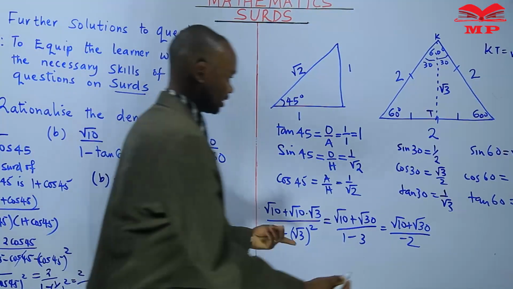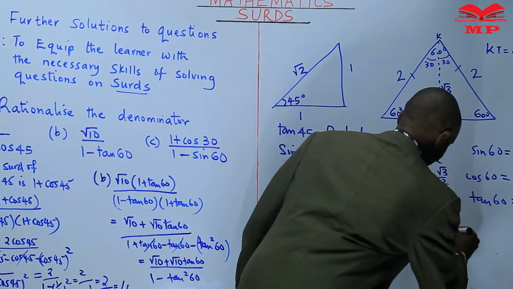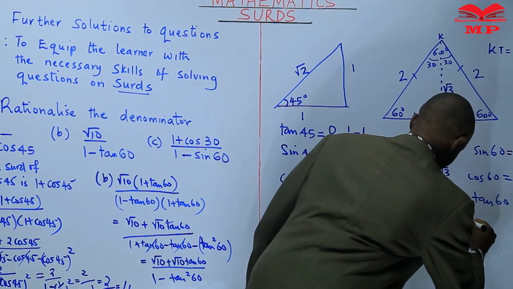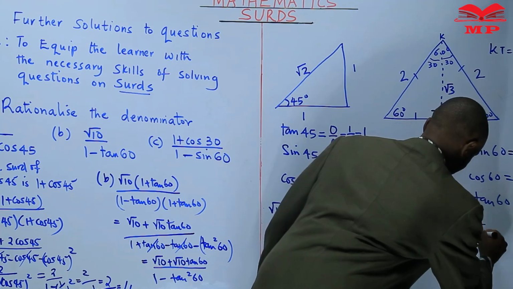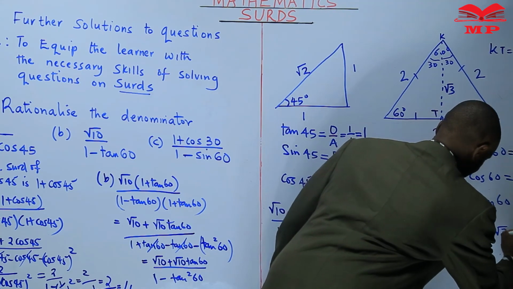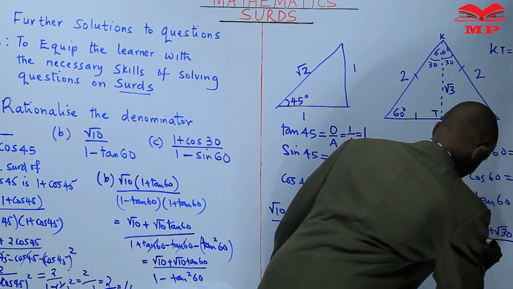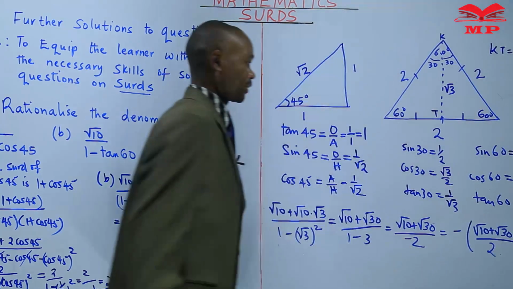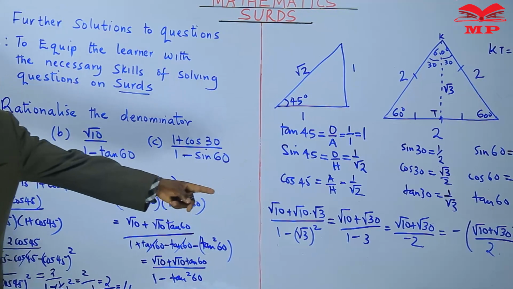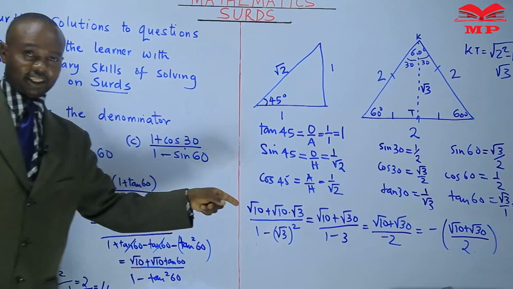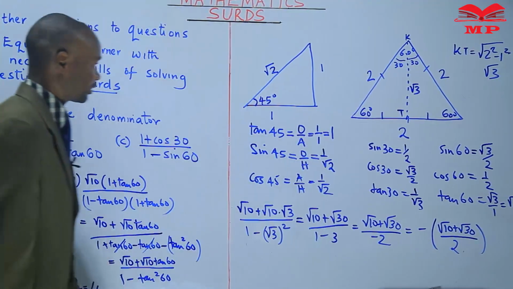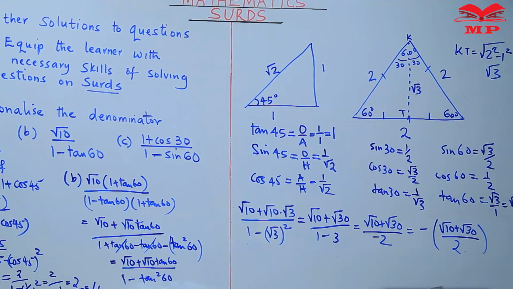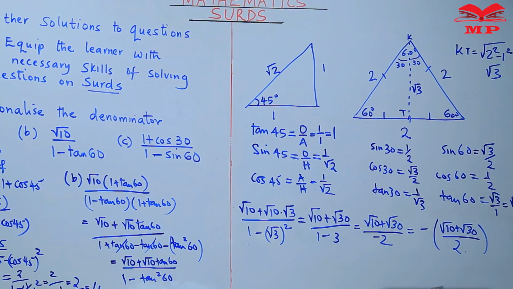Or you can write the final answer as minus, into brackets, square root of 10 plus square root of 30, divided by 2. What happens in the answer? There is no surd in the denominator. That's why they call it rationalizing. So we can look at the last one.